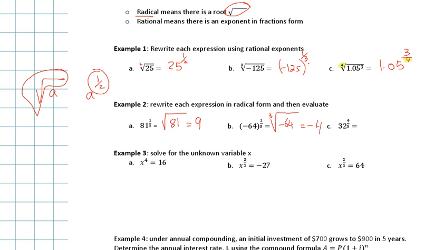Okay, how about the next one? So what do I write in the root? 5. So the 5th root of 32 to the power of 4. You can write the power of 4 here, or you can write it here. It's the same. You don't have to write them twice. Pick one.